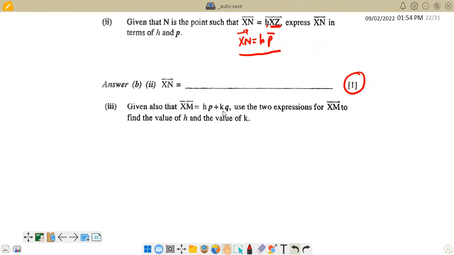Which means there is another xm. This is what we are told. Use the two expressions for xm to find the value of h and the value of k. Where is the other xm? Okay, so let's start by this one that we are already given.